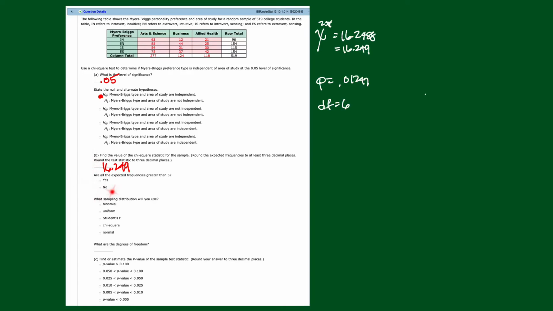Down here now, it says, are all the expected frequencies greater than 5? Let's just check this. I'll show you how to check this. What you have to have are all these expected frequencies. All 12 of those have to be greater than 5. So they're all in matrix B. So all we have to do is call up matrix B. So let's check it now.